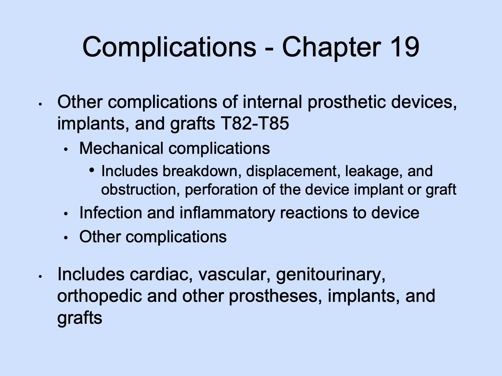So T82 to T85 include complications for mechanical complications. That includes devices. So these mechanical complications, and there are subcategories within these for breakdown of the device, displacement of the device, it's kind of moved, leakage of the device, obstruction, perforation of the device, implant, or graft. Also infection, inflammatory reaction to the device. So the body is having a reaction to the presence of the device, and other complications. Now these are for cardiac, vascular, genitourinary, orthopedic, and other prostheses, implants, and grafts.